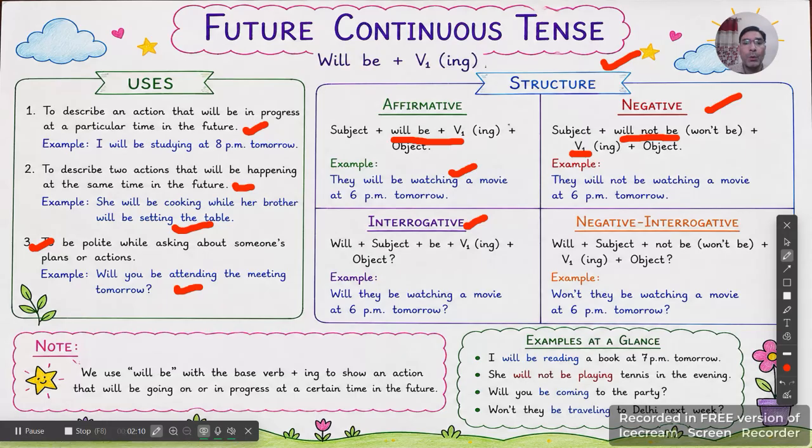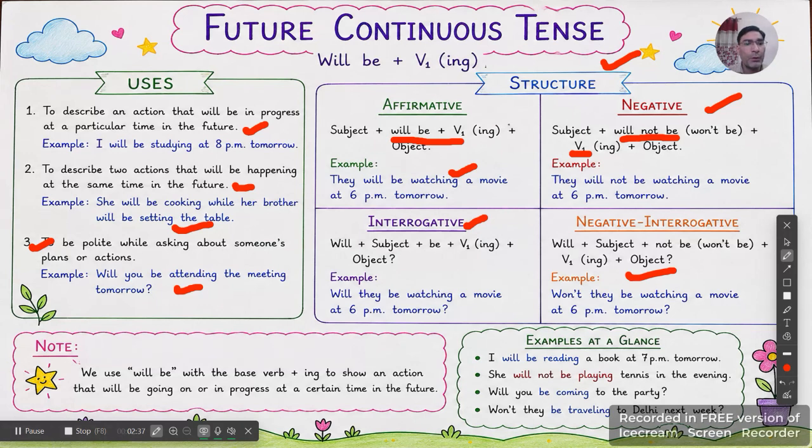For example, will they be watching a movie at 6 p.m. tomorrow? Negative interrogative sentence. Will the subject plus not be plus first form plus object. For example, won't they be watching a movie at 6 p.m. tomorrow? So these are the four types of sentences under future continuous tense.